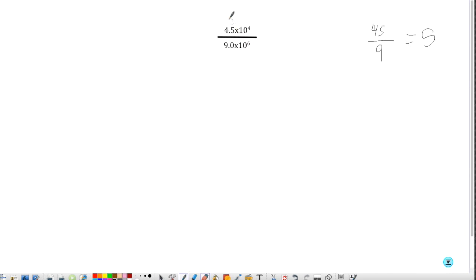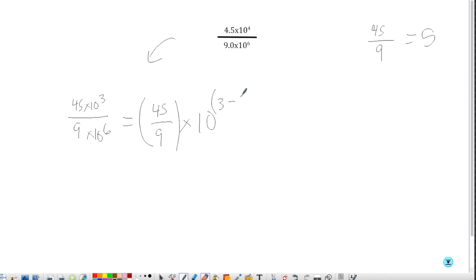So one way that I could do this is I could say, well, why don't I make this number 45? So I'd have to make this number bigger, which means I'd have to make that number smaller. So that's 45 times 10 to the third over 9 times 10 to the sixth. Now this really becomes 45 over 9 times 10 to the 3 minus 6. And 45 divided by 9 is 5 times 10 to the minus 3. All right, so that's one way to do it.